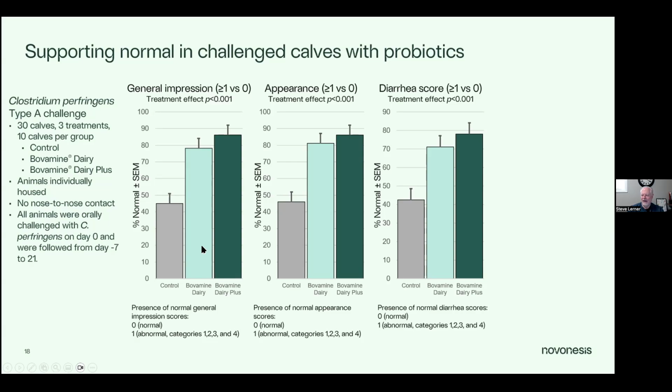In each of the probiotic groups, the percentage of days by calves that were normal approached or exceeded 80%, except in the case of diarrhea, where it approached 80%.